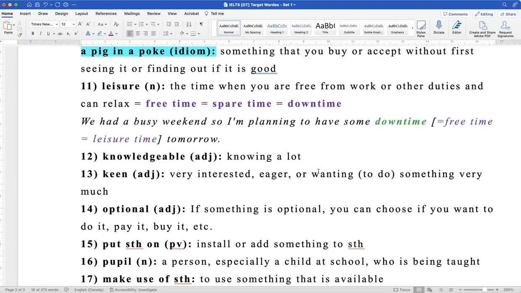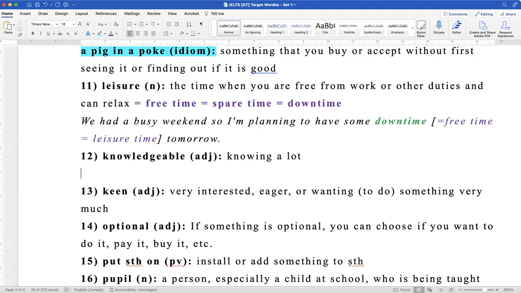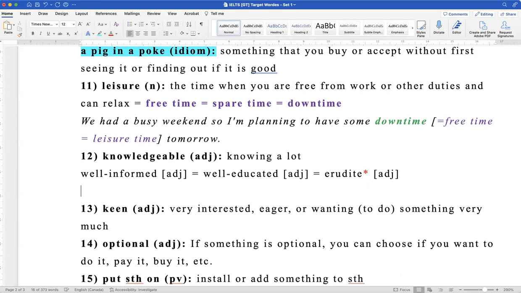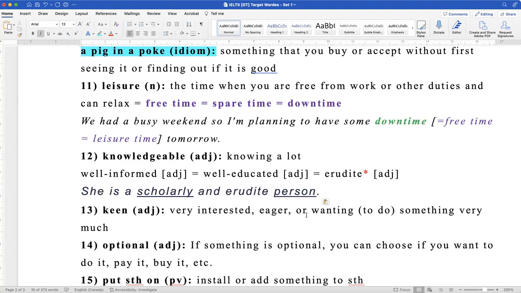So a knowledgeable person. For this one, we can say well informed, well educated, or we can say erudite. This is more advanced. Erudite. So this is a more advanced word. Someone who knows a lot about a profession.